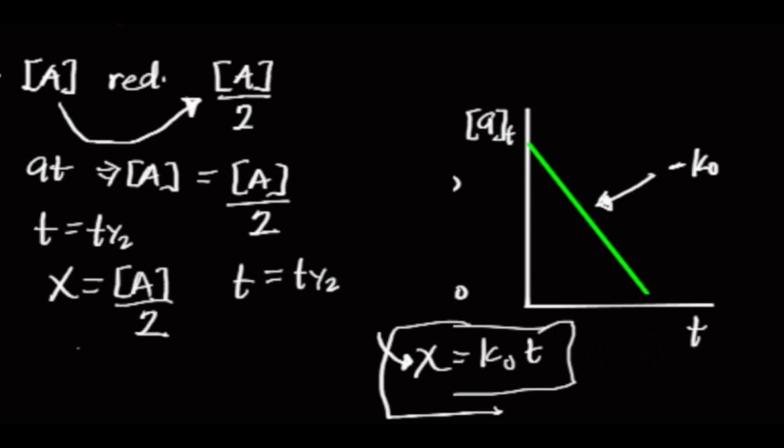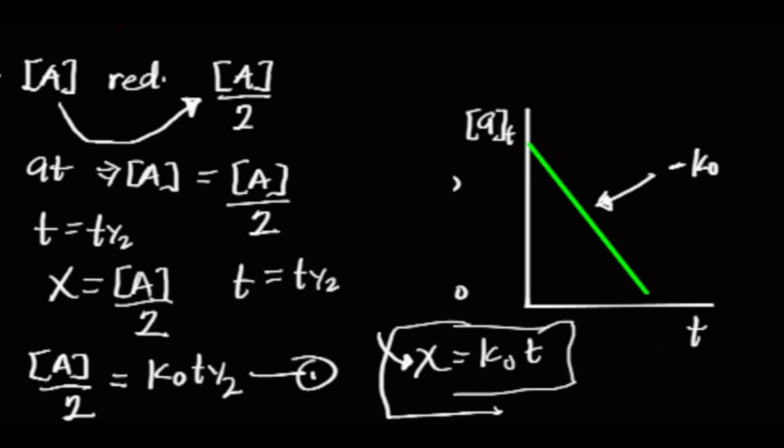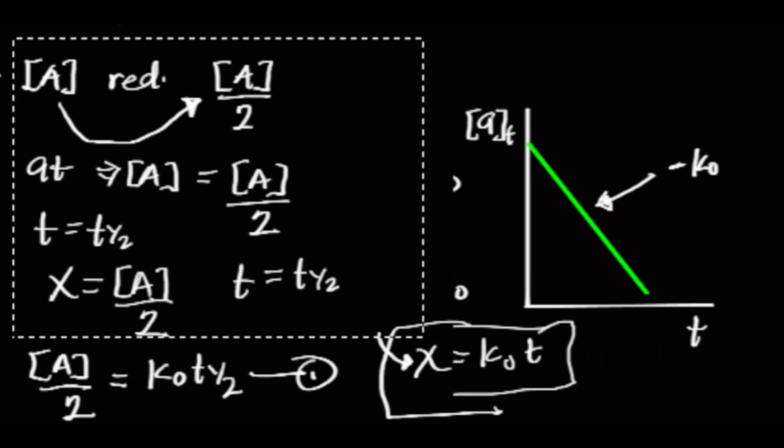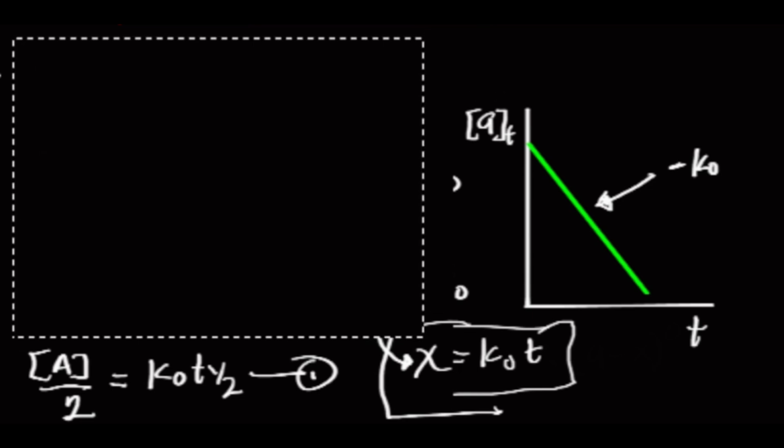So that shows that for x, we are going to have the concentration of A divided by 2 equal to K naught T half. That's what we are going to have. So this is the first expression I'm bringing out. Then we just have to simplify the first expression further so that we can get the formula. So now let's go ahead and do that.